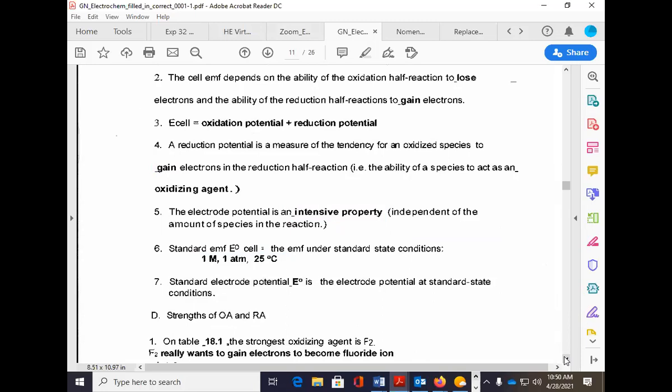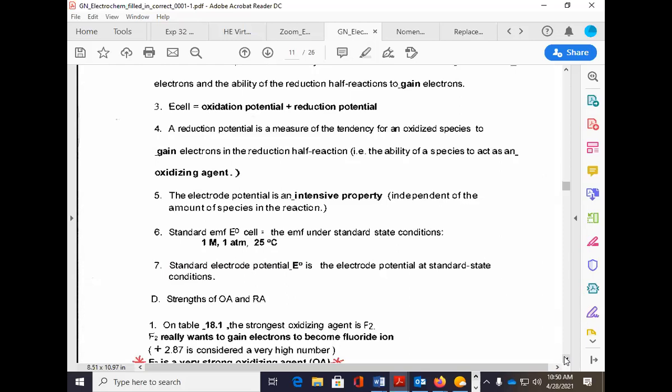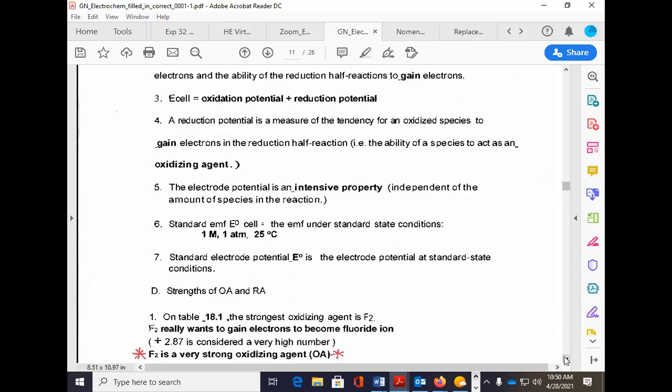Okay, so if we look at table 18.1, we would see that fluorine is the strongest oxidizing agent. The fluorine really wants to gain electrons. It has a positive 2.87. That's considered a very high number. So this is referencing your table 18.1 in your book, if you have your book open.